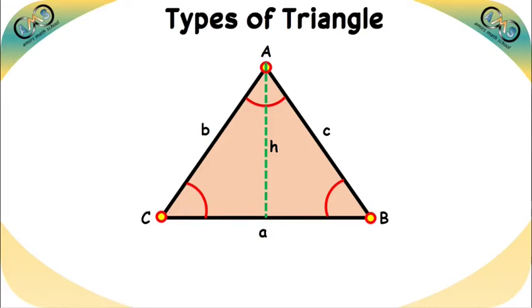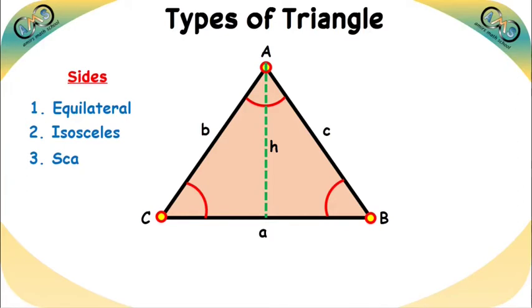We know the types of triangle are classified according to their sides and the angles. According to the sides, classification of triangles are: number 1, equilateral triangle. When all three sides are equal for any triangle, that triangle is called equilateral triangle. Number 2, isosceles triangle. When any two sides of any triangle are equal, in that case, that triangle is called isosceles triangle. Number 3, the scalene triangle.